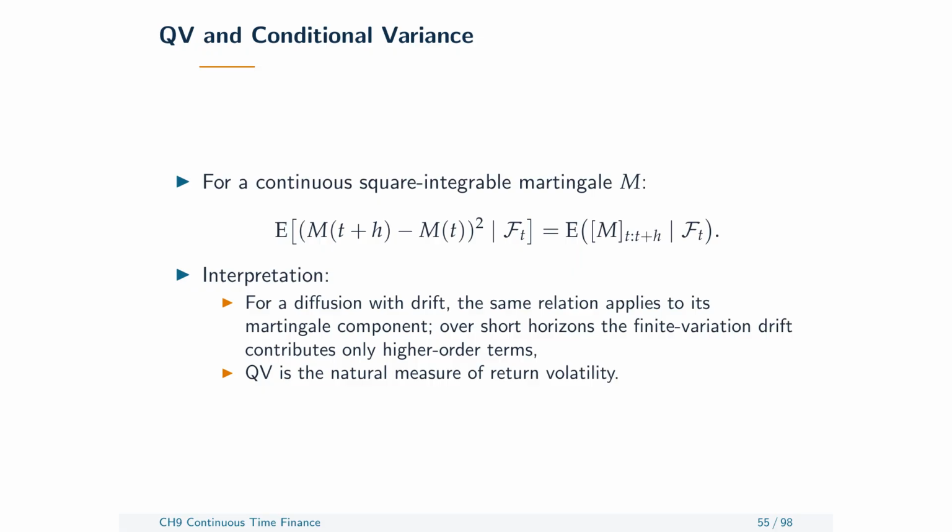If a return component is a square integrable martingale, meaning it has finite variance and no predictable drift, then under the stated conditions, its conditional second moment over a future interval equals the conditional expectation of its quadratic variation over that same interval. If a full return also has drift or another predictable component, we must treat that part separately.